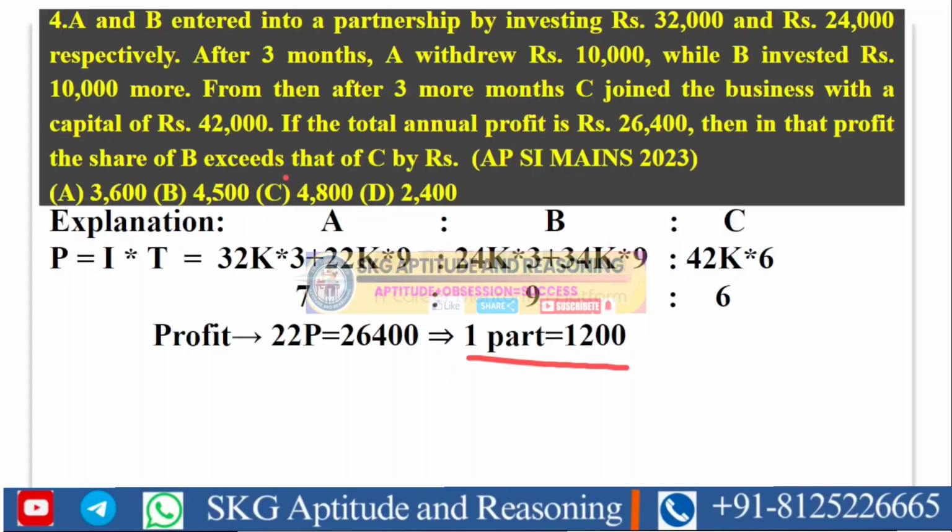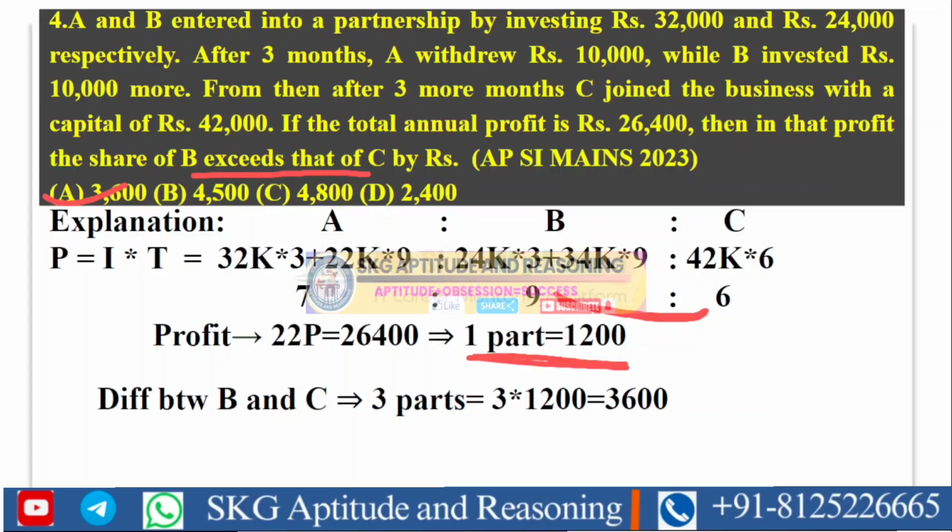And what we need to find is how much the profit share of B exceeds that of C by. So what is the difference between B and C? The difference between B and C is 3 parts. Just now we found that one part is equal to 1200, so 3 parts will be equal to 3600. So 3 into 1200 is 3600, which is presented in option A.